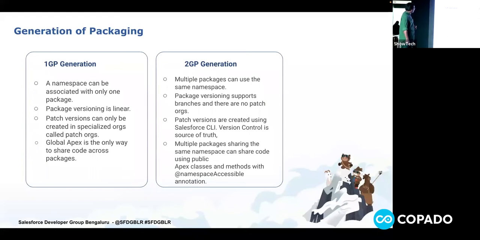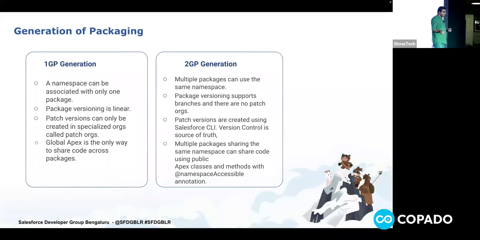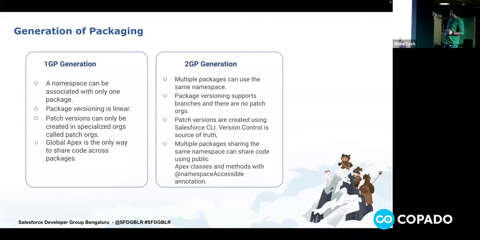Namespace in 1GP can be associated with only one package. Now, one package and one namespace is pretty much the standard. I hope everybody is aware of the namespace part. So namespace is a 1 to 15 digit identifier. When you have multiple different packages installed in a single org, how one app will differentiate from the other one, that identifier is the namespace. So in 2GP, the advantage that you have over 1GP is you can have multiple packages and they can share the same namespace. That's a huge leap from what we were able to do in the older one.